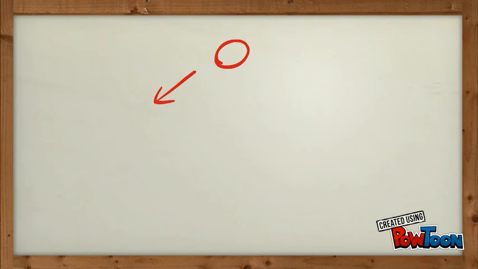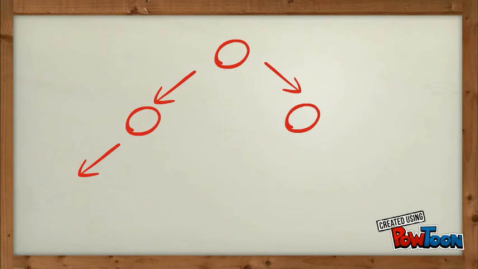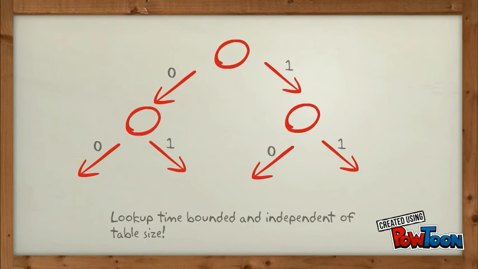A binary trie may look similar to a binary tree, but there is a big difference. In a binary tree, the lookup time is dependent on the table size, whereas in a binary trie, the lookup time is bounded and is not dependent on the table size. So however big the table size is, the lookup time is the same.